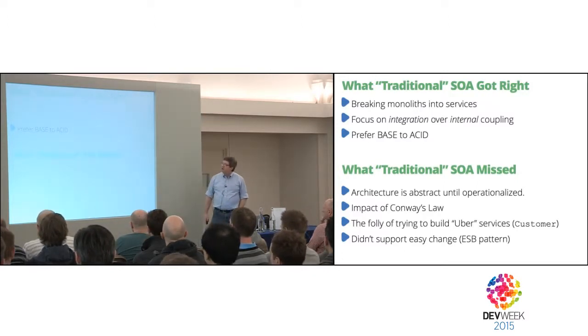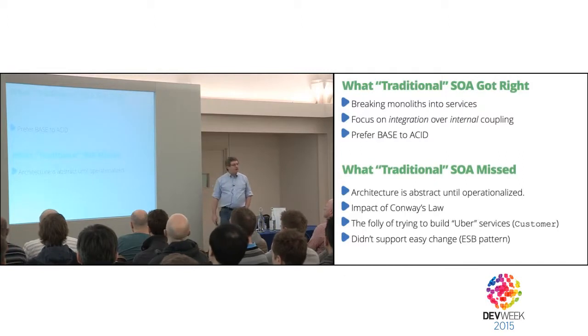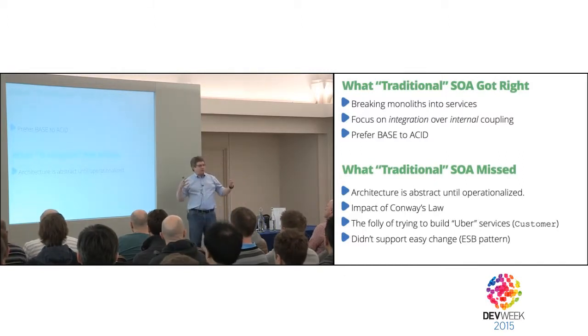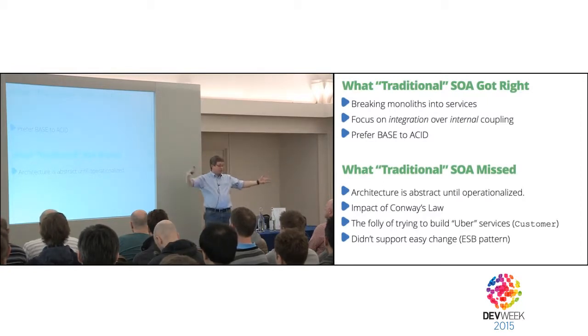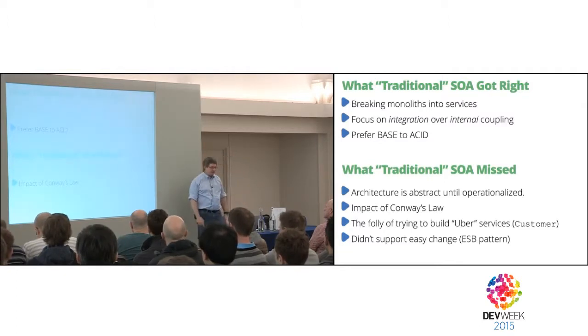One of the things they missed is that architecture is abstract until it's operationalized. You build these really exuberant architectures with single sources of truth, but then it's very hard to make changes in those architectures. You can't change a single piece because this piece is so coupled to everything else because you're trying to share all those resources everywhere. The other thing that traditional SOA missed was the impact of Conway's Law, which is about team structure. And I'll define that and talk about that impact in just a second.